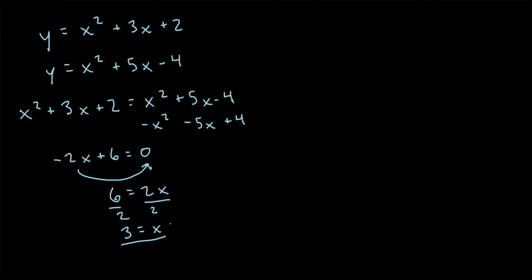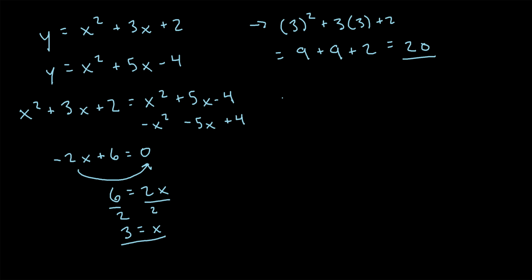So in this particular example, to figure out what y value corresponds to this x, we can just plug a 3 into either of these equations up here. So let's plug it into the first equation. So we get 3 squared plus 3 times 3 plus 2. So 3 squared is 9, plus 3 times 3 is also 9, plus 2. So 9 plus 9 is 18, plus 2 is 20. So this is our y value. So our final solution will be 3, 20. These are the xy coordinates that would make both of these equations true.